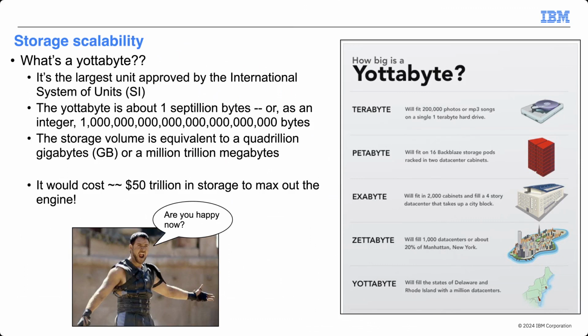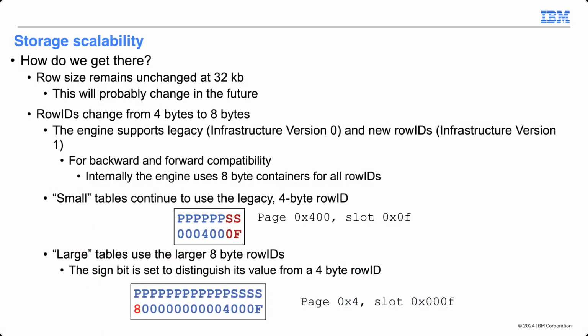So, as the little cartoon at the bottom says, are you happy now? Because we've given you all the room you could ever want to have. So how did we get there? Now, again, this is going to be very high level. There will be a much greater detailed discussion in my breakouts and road shows and so forth.